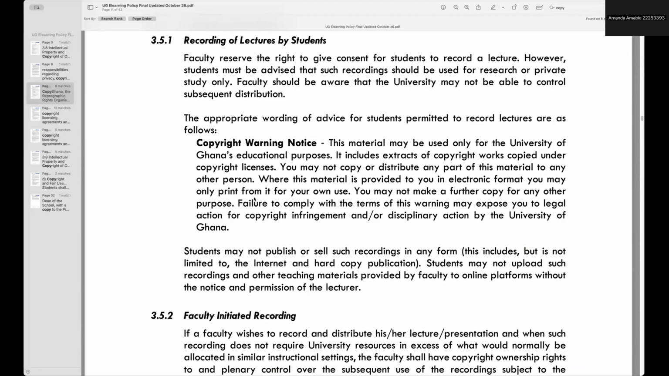This material may be used only for University of Ghana educational purposes. It includes extracts of copyrighted material copied under copyright license. You may not copy or distribute any part of the material to any other person. Where this material is provided to you in a printable format, you may only print it for your own use. You may not make a further copy for any other purpose. Failure to comply with the terms of this warning may expose you to legal action for copyright infringement and disciplinary action by the University of Ghana. This is for the students.